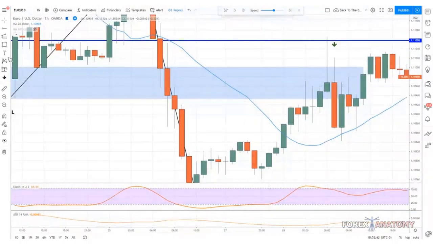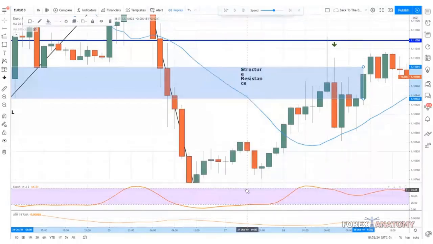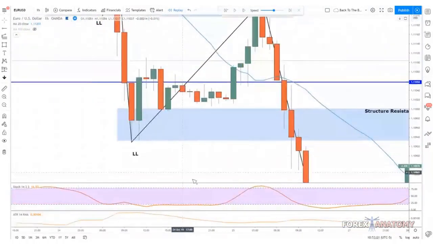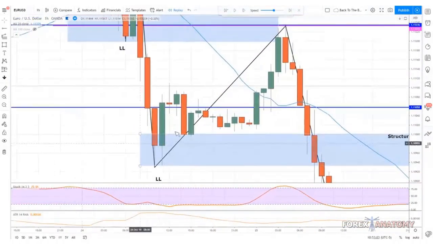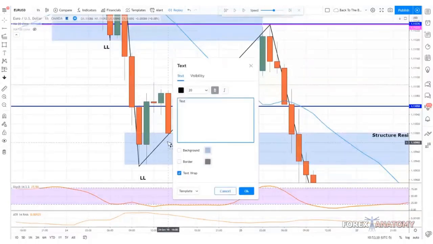So this area right around here, this is what we call structure resistance. It's structure, but it's called structure resistance because now it's acting as resistance. Remember, we want to look for an opportunity to sell. But at one point, it was a structural support. Let me drag this out so that we have structure resistance. But we can see that right there, it was structure support. Yeah, it was structure support right here.